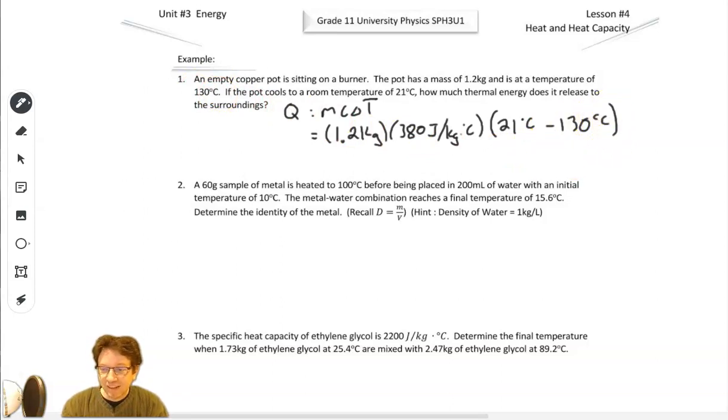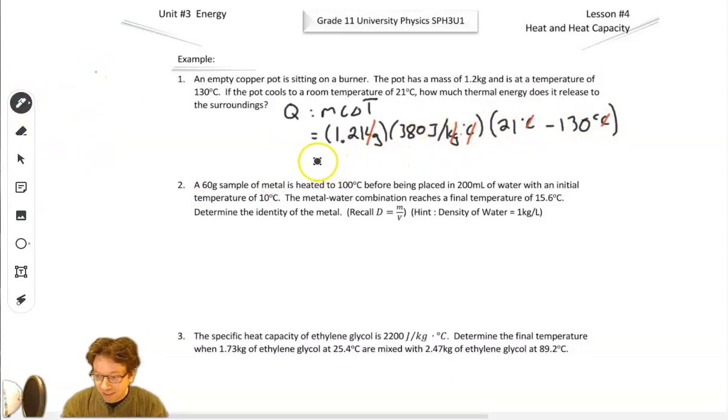Now, notice how the units are working. So here we have kilograms, and kilograms is going to cancel here. Here we have degrees Celsius, and they will cancel here. And so we are going to be left with joules. So the units do work for us.